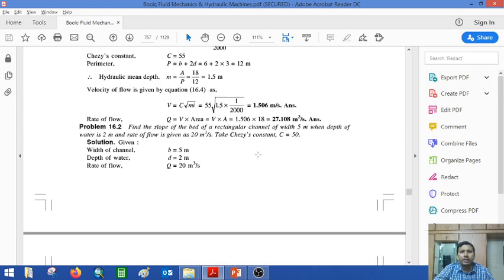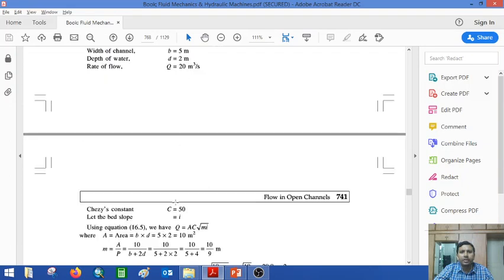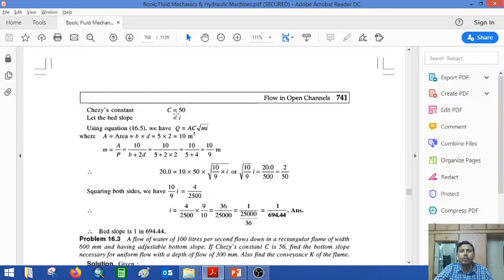So you see that in this example, width, discharge, and depth are given. Now we have to find out the value of I. So we can find out A by P. Area we can find out as B into D, 10 meter square. A by P is 10 by 9, that we get.